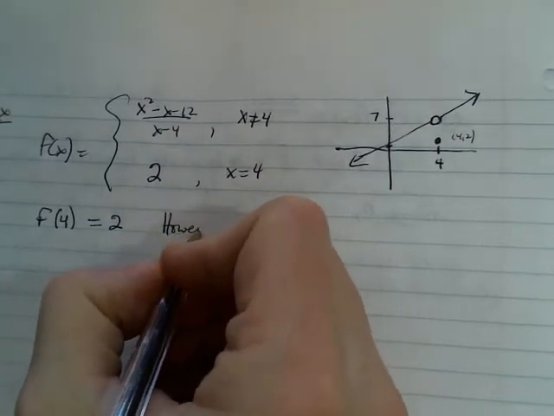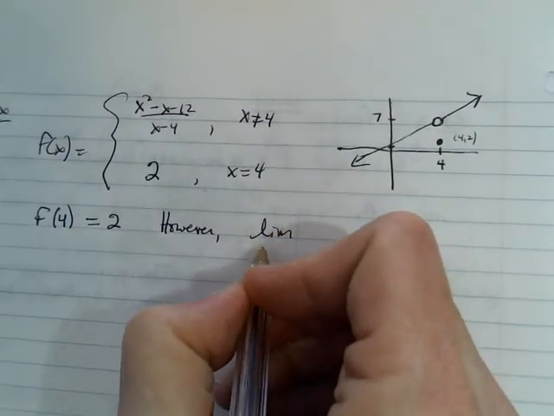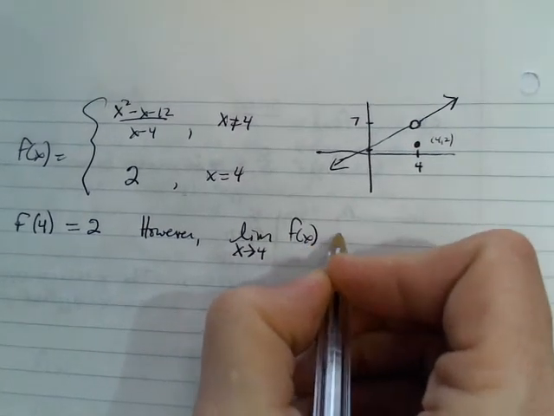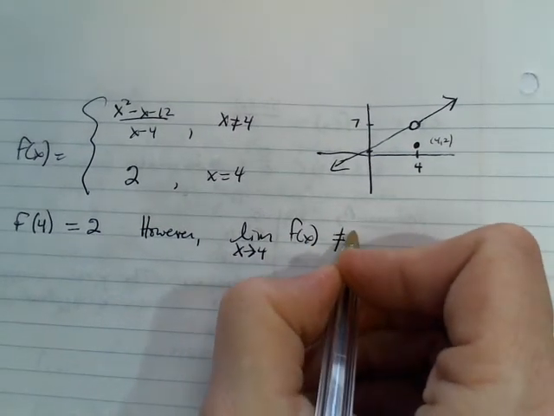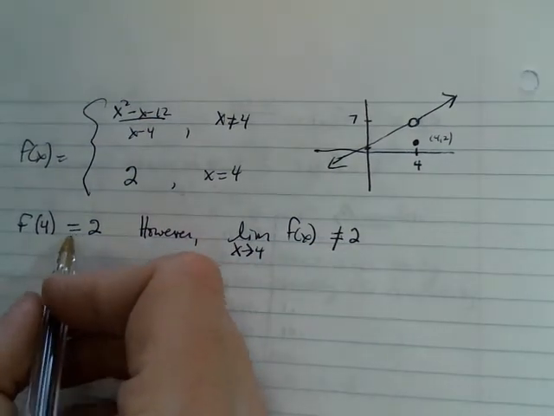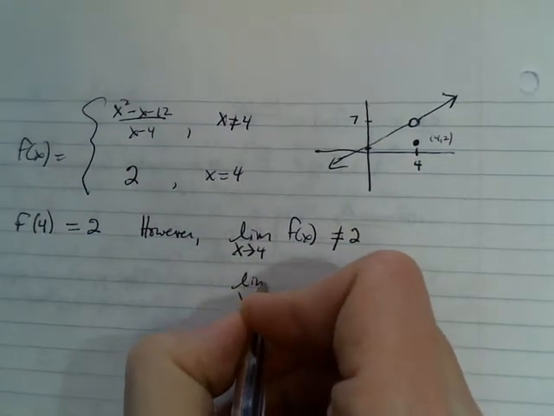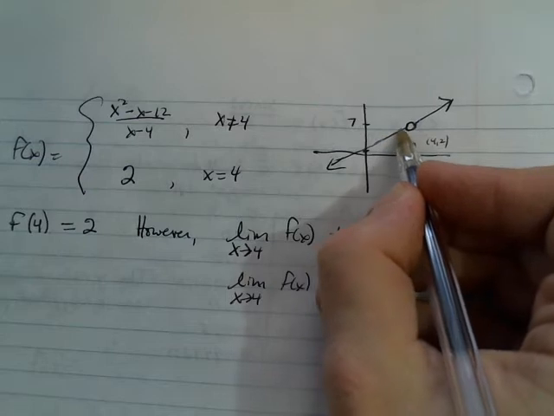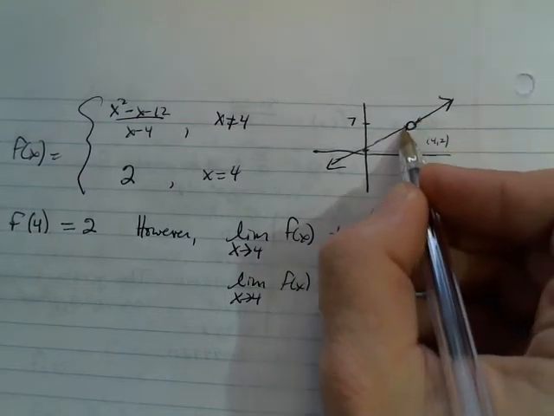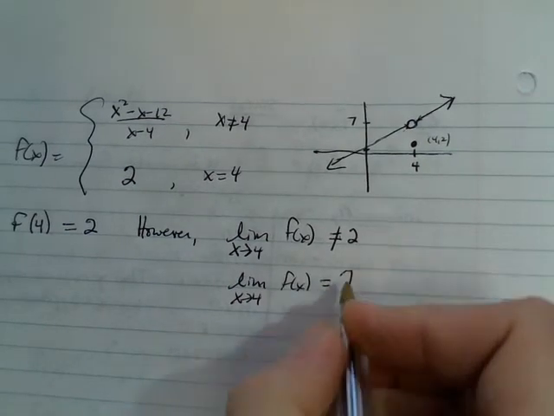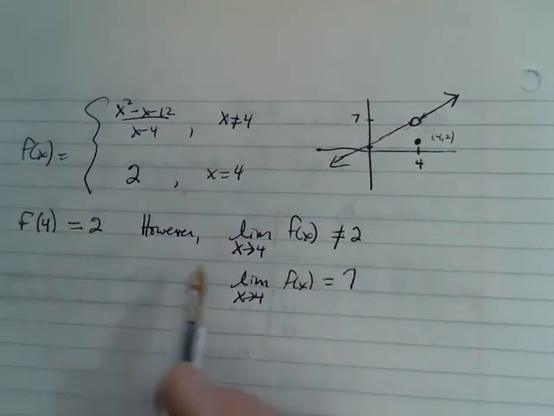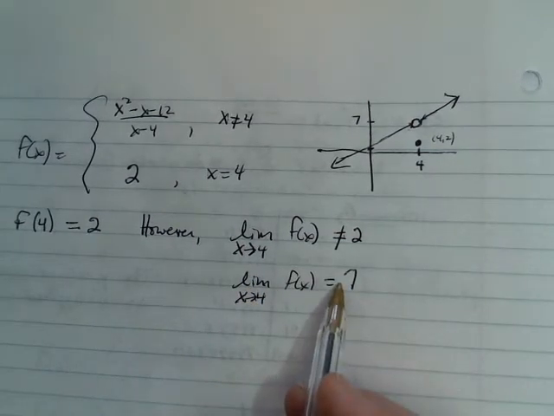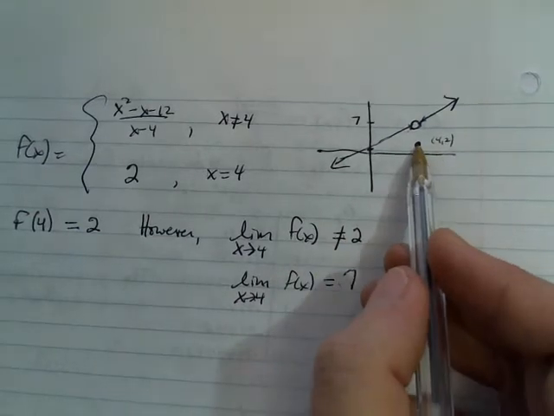However, the limit of this function as x approaches 4 is not equal to 2, even though f of 4 is equal to 2. What it is equal to, the limit as x approaches 4 of f of x, is as we're getting really, really, really close to 4 in the x direction from both ways, the y value is getting close to 7. So even though f of 4 is equal to 2, the limit of this function as x approaches 4 is actually equal to 7. So it really doesn't matter what that f of x value is.